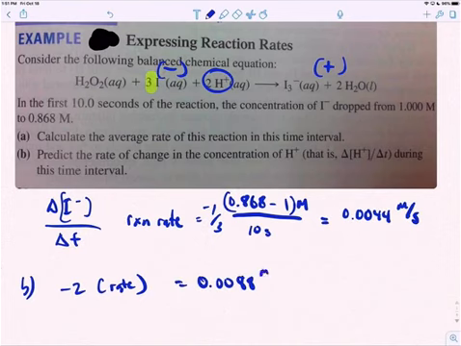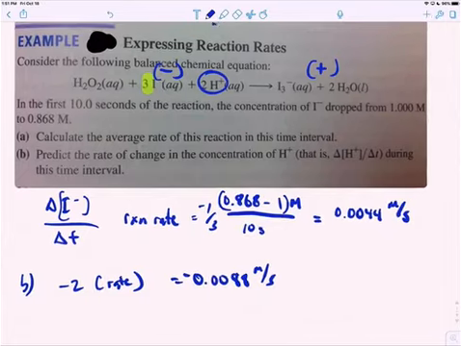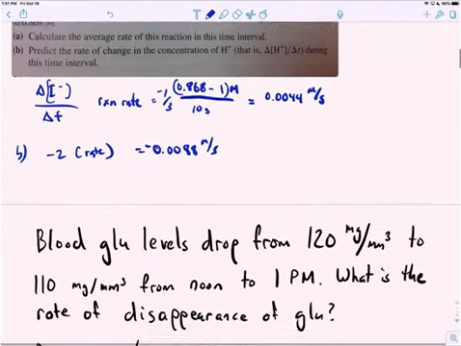0.0088 molars per second. Oh, and it's a minus, sorry, I forgot the minus. So the change in concentration of hydrogen ion is minus 0.0088 molars per second.